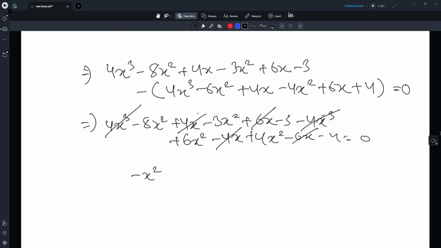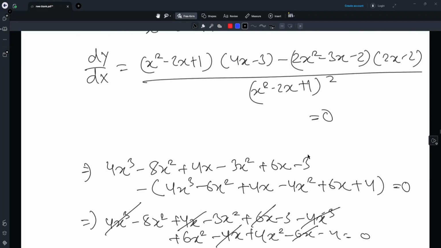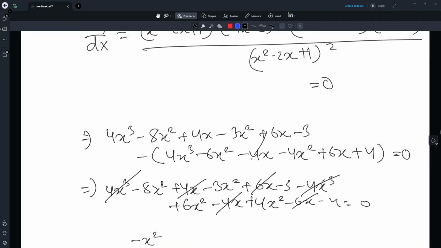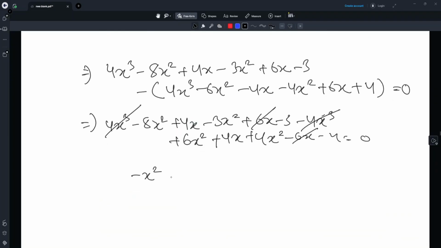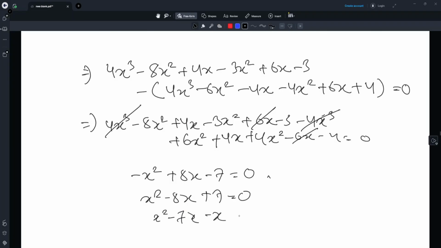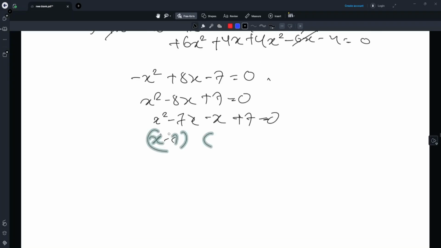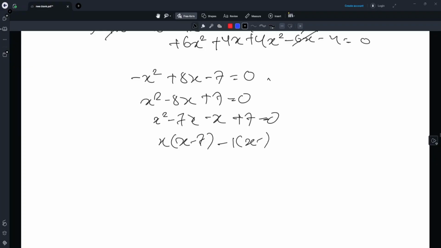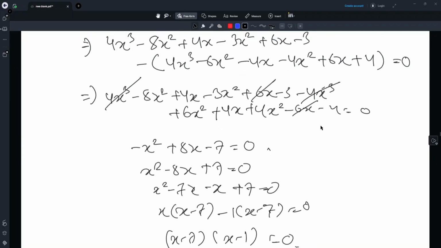I cancelled these two out, these two out, and these two out. So, let me just take the minus. 4x, 6x, minus 4x, so it becomes plus 4x, right? Then this means that it is supposed to be 8x minus 7 equal to 0. So it means that you have x squared minus 7x minus x plus 7 equal to 0. x minus 7, minus 1 times x minus 7 equal to 0. Then we have here x equals 7, x equals 1.